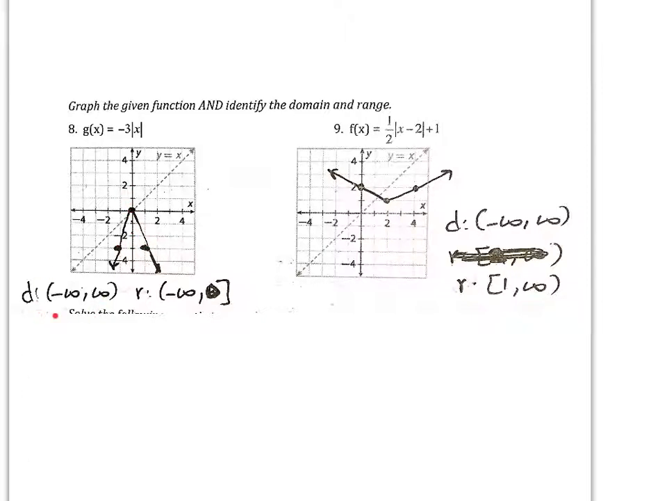Your domain on these is always negative infinity to positive infinity because it's going left and right forever. Your range, remember, you go bottom up, bottom up. So the bottom is negative infinity and it goes up to 0. Don't forget range is the y.